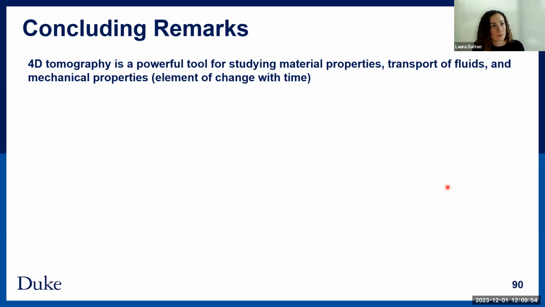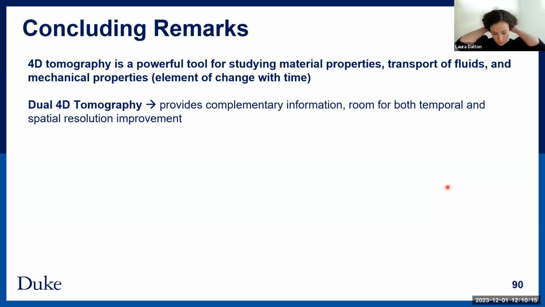It really just takes creativity and careful planning of what you want to see, in the context of transport, or a material property changing with time, or a mechanical effect with time, like a fracture, for example. Dual tomography provides complementary information, both temporal and spatial improvement, though, at least with that system at NIST for my purposes, we would have to scan a lot faster and increase the spatial resolution.